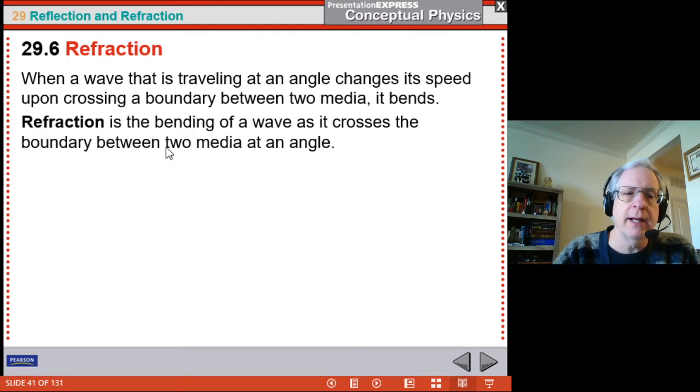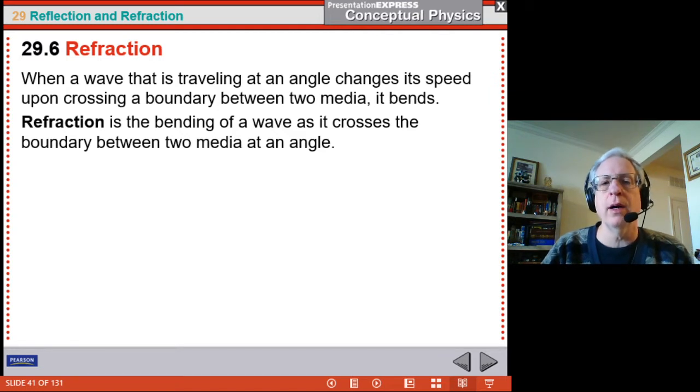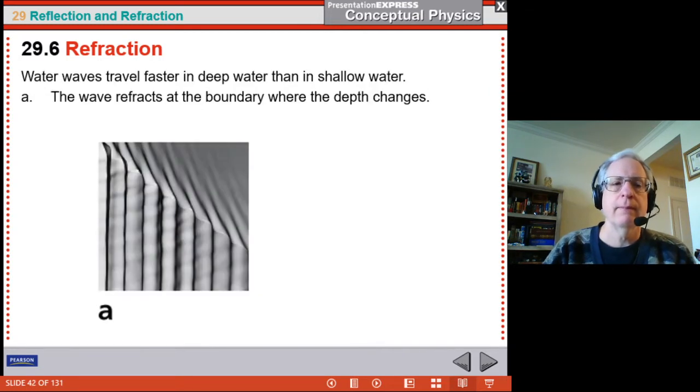So refraction is the bending of a wave as it crosses the boundary between two media at an angle. You have to be at an angle, and the media have to have different indices of refraction. And that just means that the wave you were talking about travels at a different speed in each one, and the ratio of those speeds is called the index of refraction. As long as that ratio is not 1, because if it's 1 then the speeds are the same, then you change direction.